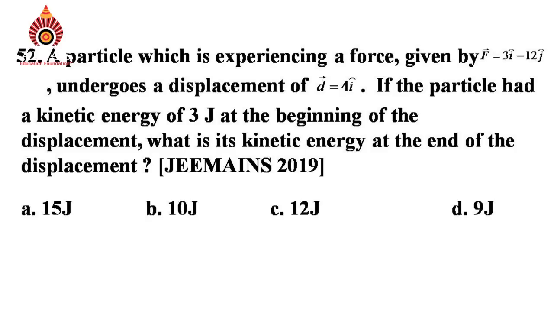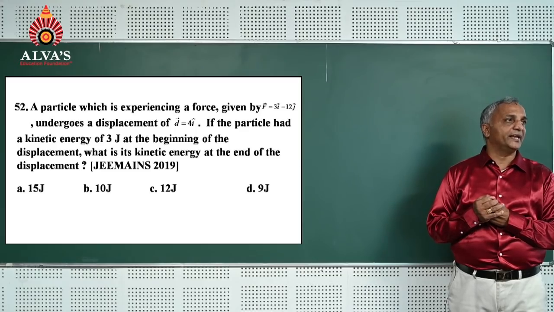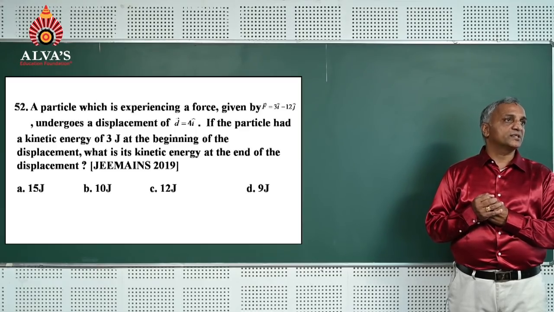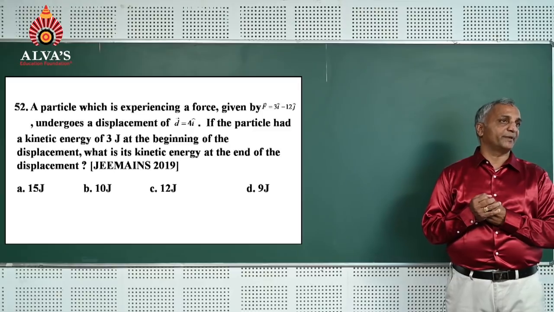Question number 52. A particle which is experiencing a force of F is equal to 3 i cap minus 12 j cap undergoes a displacement of d equal to 4 i cap. If the particle had a kinetic energy of 3 joules at the beginning of the displacement, what is the kinetic energy at the end of the displacement?